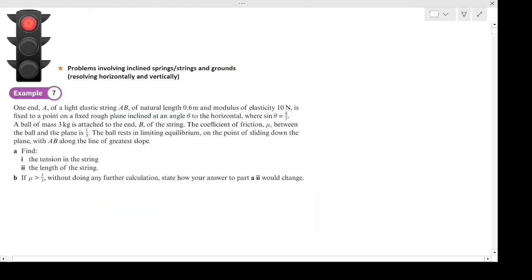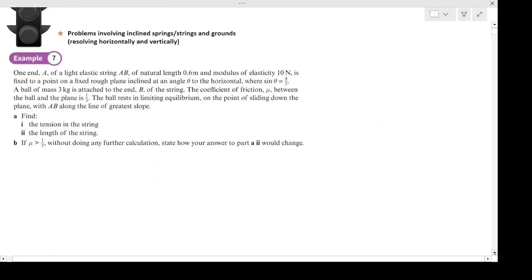Okay, now we're going to be looking at problems where things are at an angle. So we've got this question here. We're told one end, A, of a light elastic string AB of natural length 0.6, modulus of elasticity 10, is fixed to a point on a fixed rough plane, inclined at an angle theta to the horizontal, sine theta is 4/5. A ball of mass 3 is attached to the end B of the string. Coefficient of friction is a third. The ball rests in equilibrium on the point of sliding down the plane. We need to find the tension and length of the string.